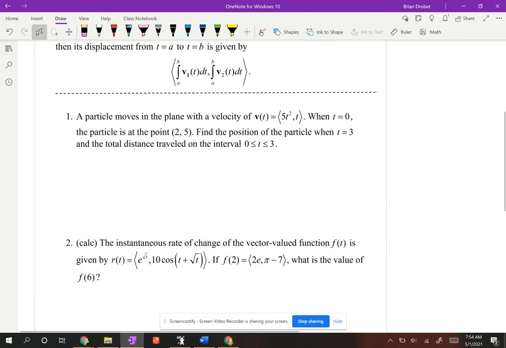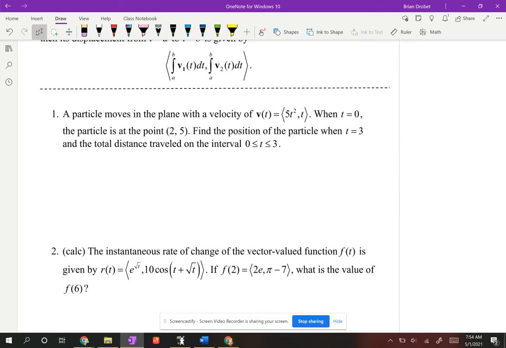A particle moves in a plane with a velocity given here. When t is equal to 0, the particle is at the point 2,5. Find the position of the particle when t is equal to 3 and the total distance traveled.